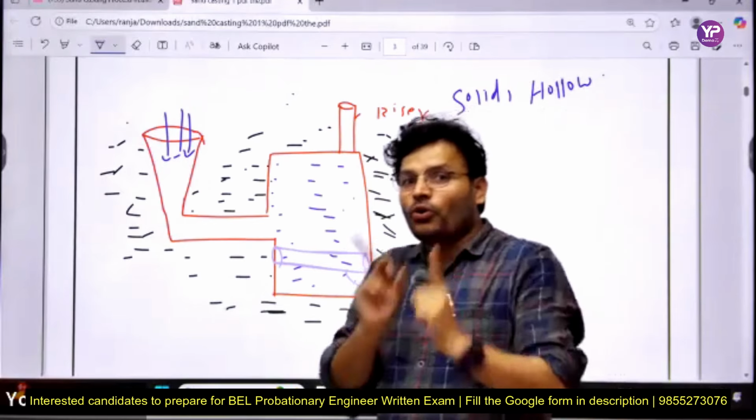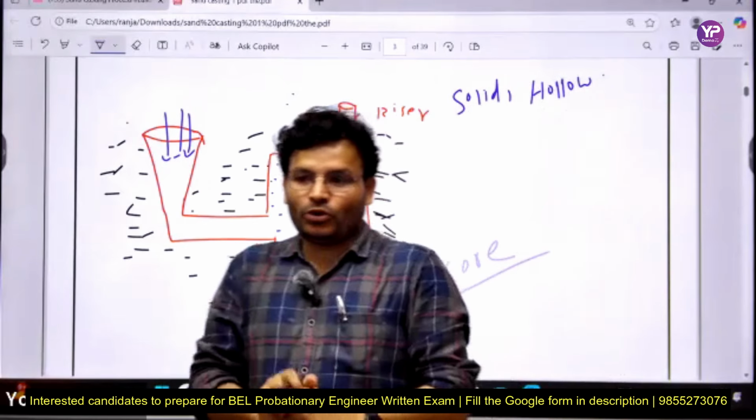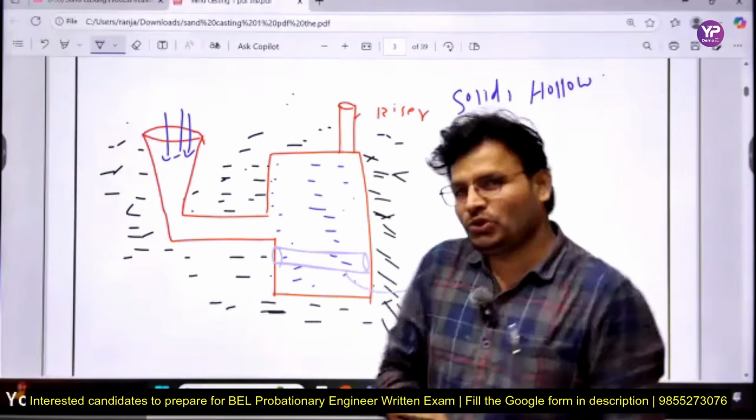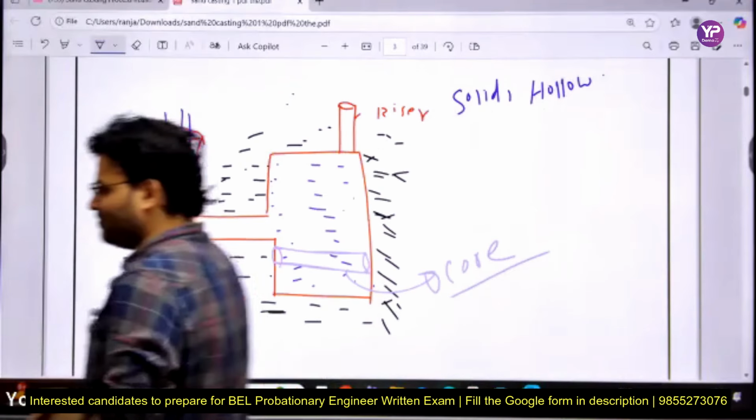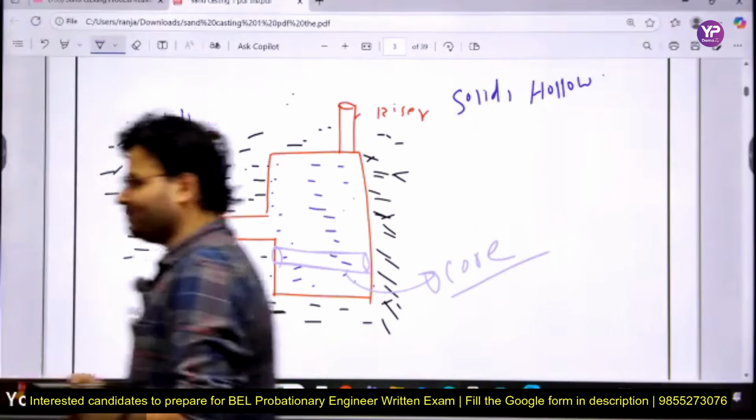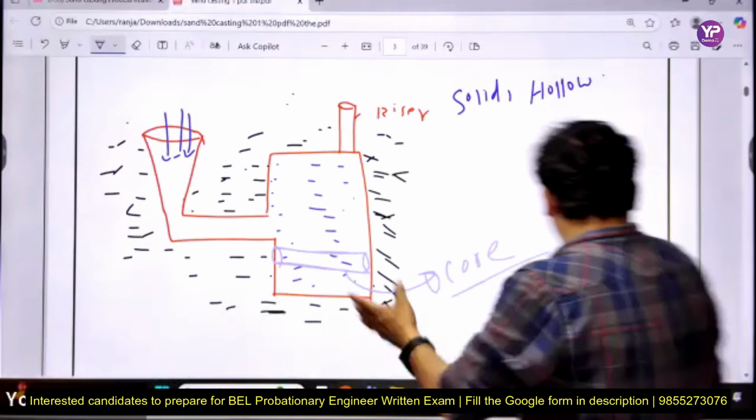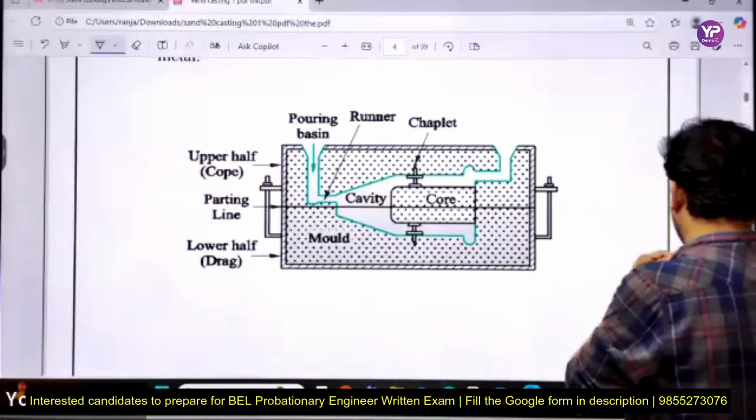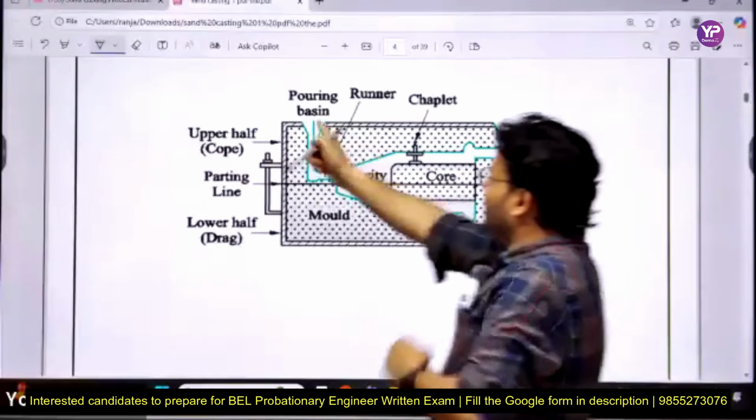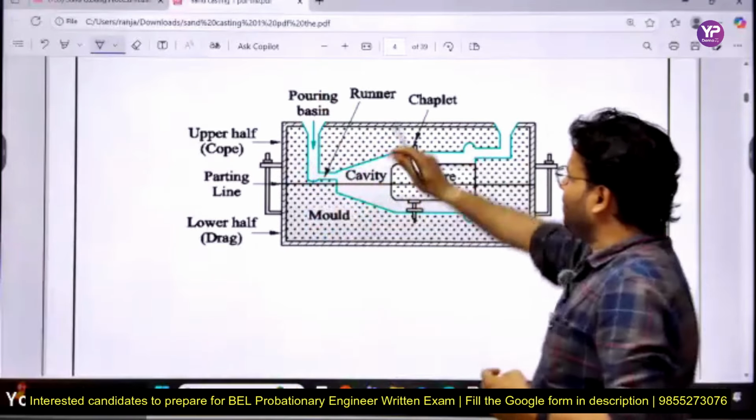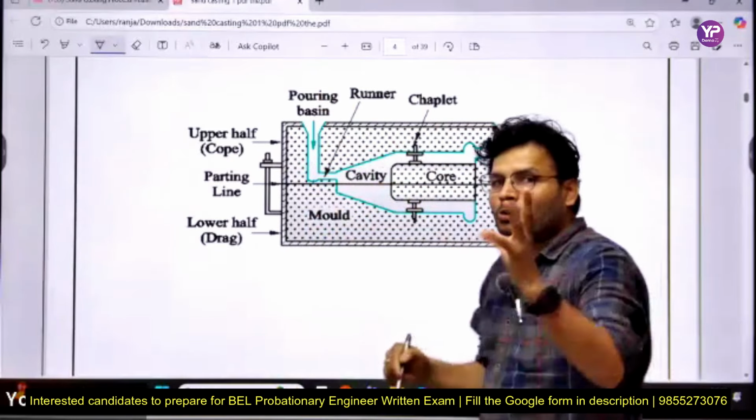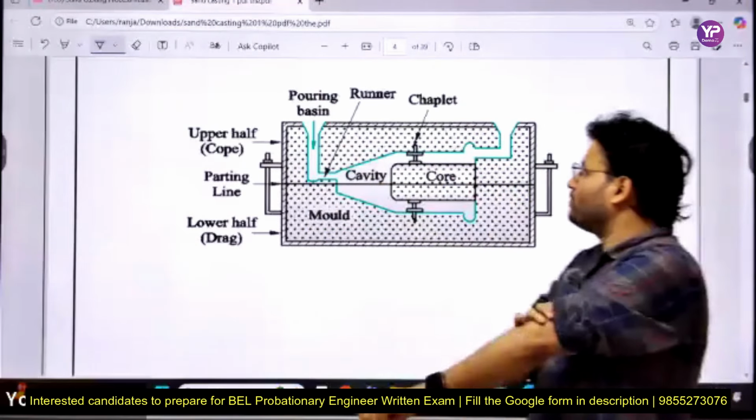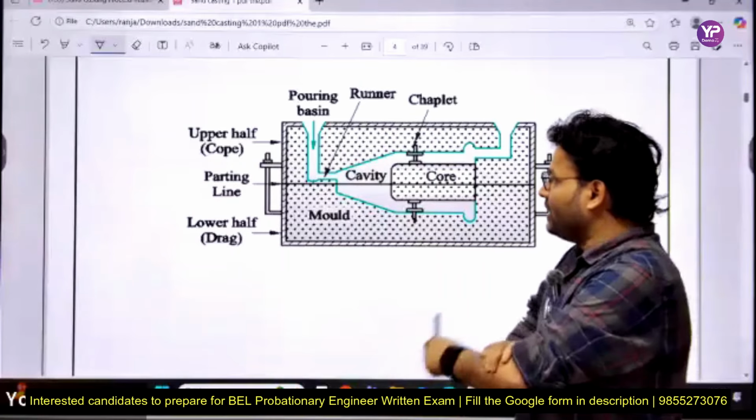Always keep in mind, core is used in sand casting to obtain the hollow casting, to obtain the hollow section. Actually, I have a figure also. Everything is there, my dear friends. This is the pouring basin. From there the molten metal comes, all around is sand, and you require a hollow casting, so you have placed that. This is called core.